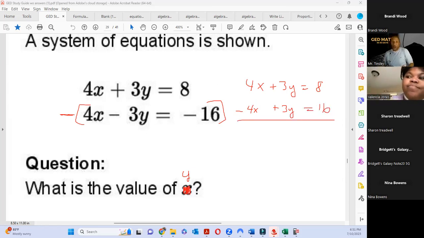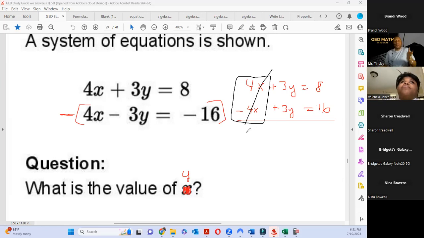What happens to the two 4x's? They cancel out. That's the purpose of system of equations. We're trying to eliminate or get rid of one of the variables. That's why it's called elimination. So what's 3y plus 3y? It's 6y. And what's 8 plus 16? 24.